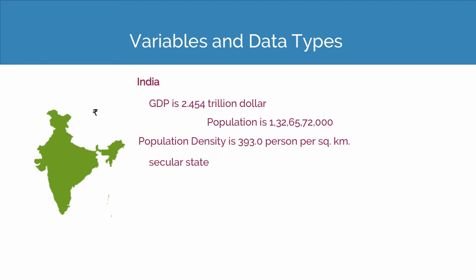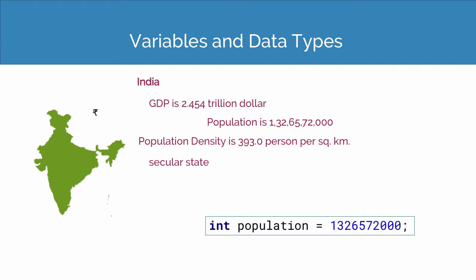So in the previous two videos, we represented all these statistics in the Java language. Now the question arises, what is a variable and what is a data type? Let us consider this statement, int population equal to this much value. Now this int is basically the data type. This population is the variable name, and after the equal to sign we have the value.